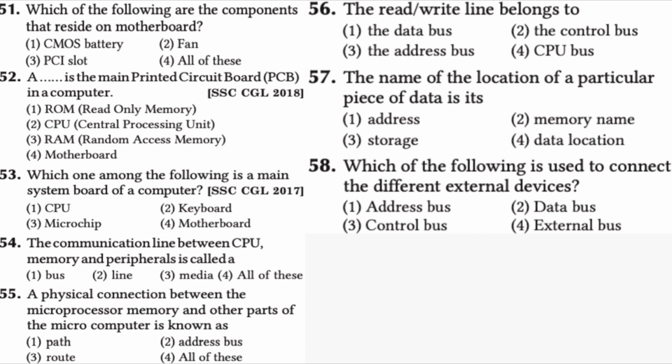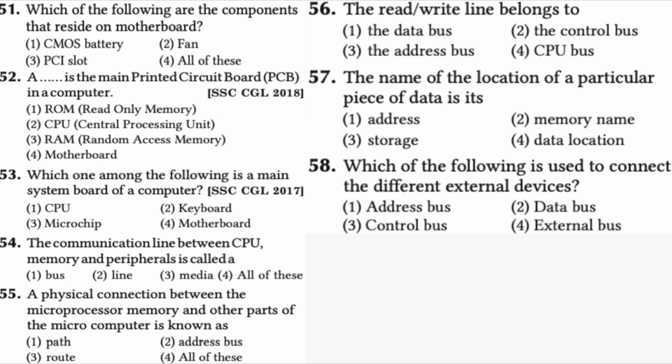Question 54. The communication line between CPU, memory, and peripherals is called a. Here, the correct answer is 1. Bus. The communication line between the CPU, memory, and peripherals is called a bus, which facilitates the transfer of data and signals.